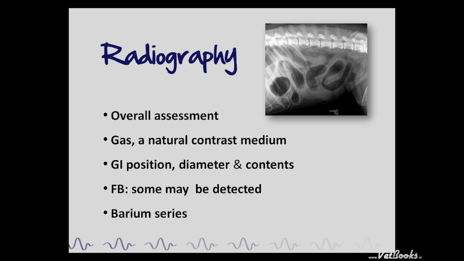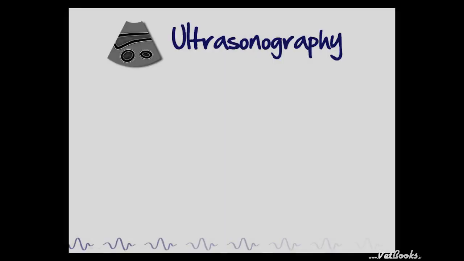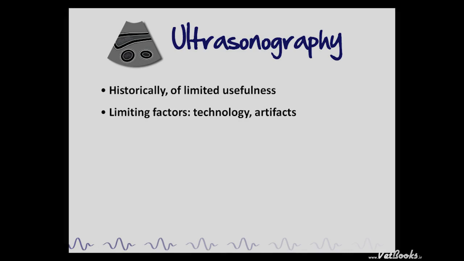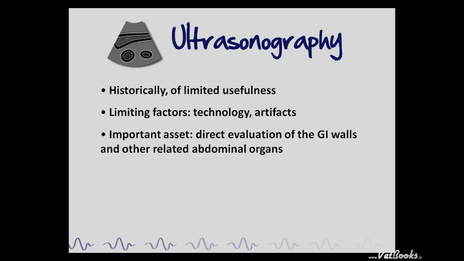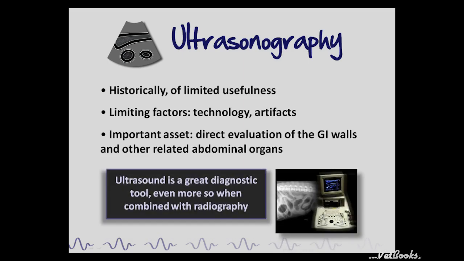A barium series can also be done, but there are certain limits to this procedure. For quite a long time, ultrasound had limited usefulness in the assessment of the GI tract due to its limited spatial resolution, not to mention the presence of problematic artifacts. Despite certain limiting factors that remain, we can do some things with ultrasound that radiographs don't allow, such as directly evaluate the GI walls and adjacent organs. Ultrasound is now considered to be a more useful test overall, but yet remains most useful when combined with radiography.